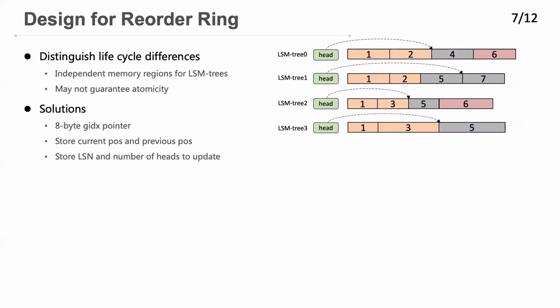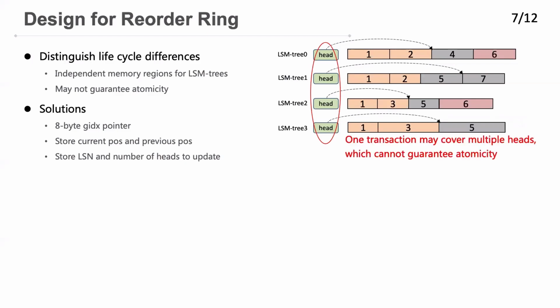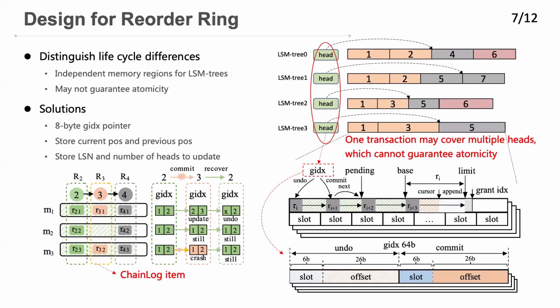And each memory space has its own head to atomically persist a batch of records. However, the OLTP transaction may cover records from different memory spaces, which can't guarantee the atomicity. To solve the problem, we introduced the chain lock and the GIDX pointer. A chain lock item contains multiple batches belonging to each memory space and the sequence number. The GIDX contains the current persistence position and the previous one.